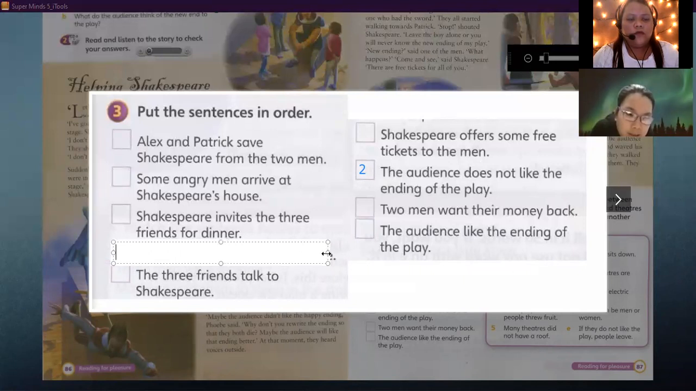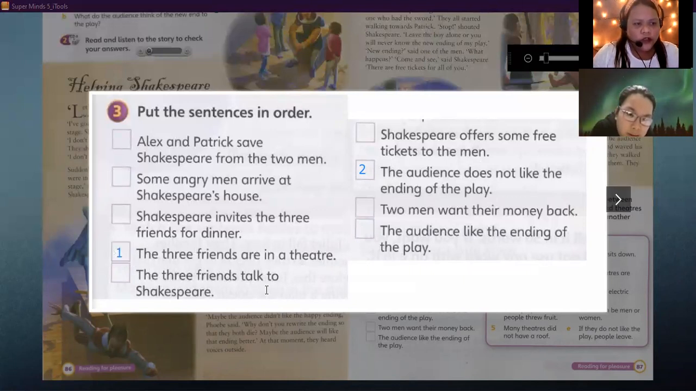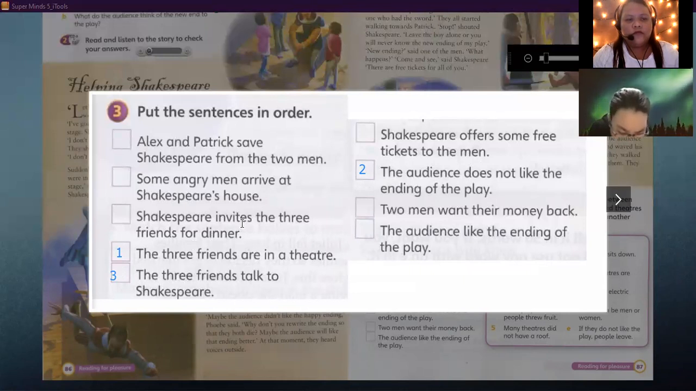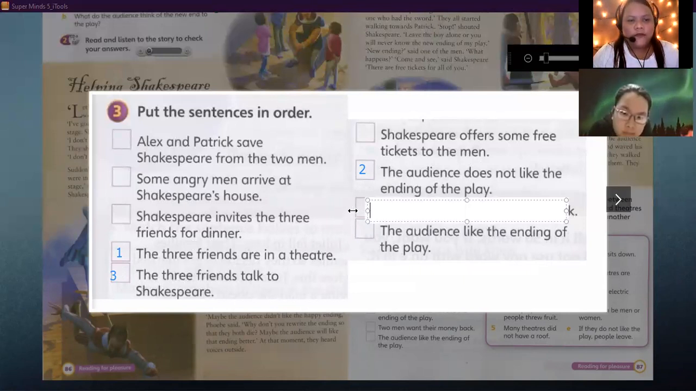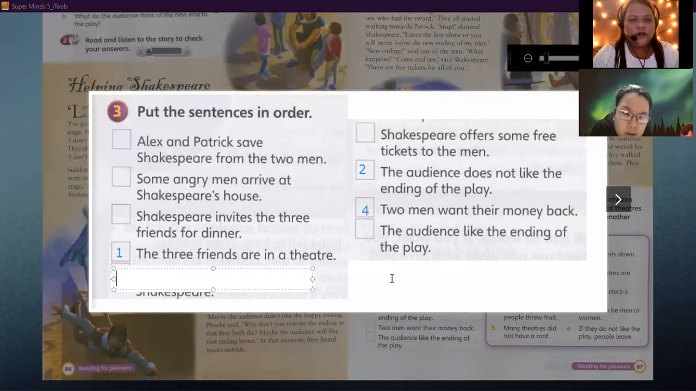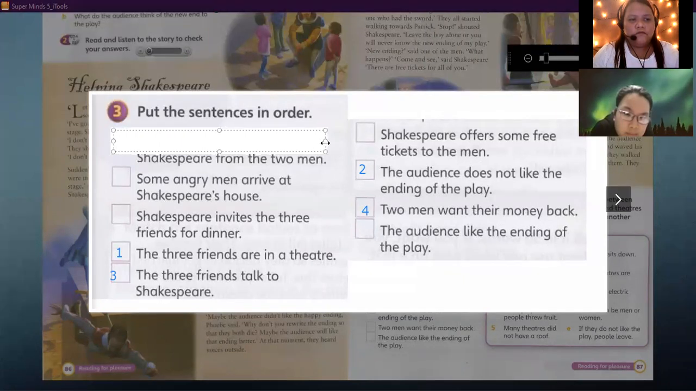The next one is the three friends talk to Shakespeare. Okay, this is number three. All right. Next, two men want their money back. Okay, that's number four, right? Next, Alex and Patrick save Shakespeare from the two men. This is number five. Next.